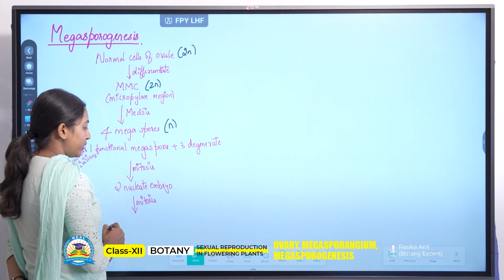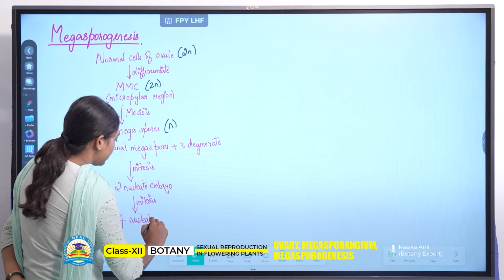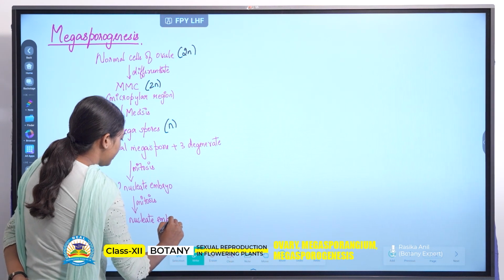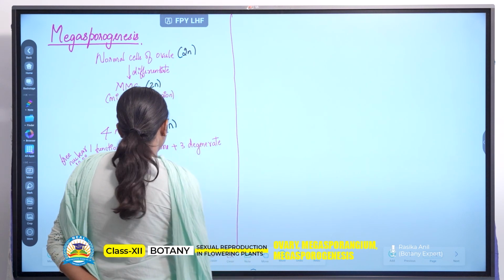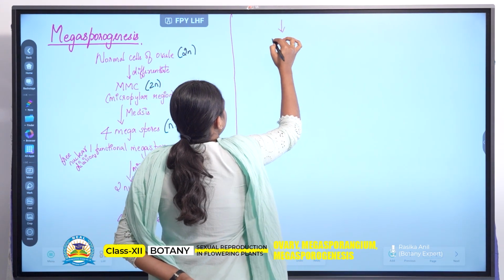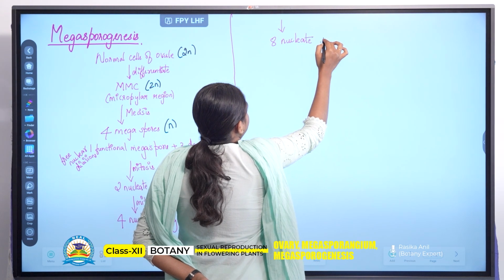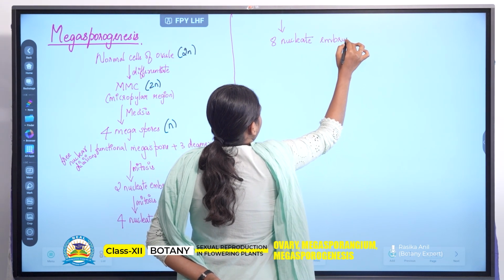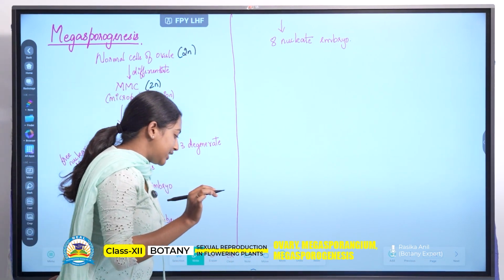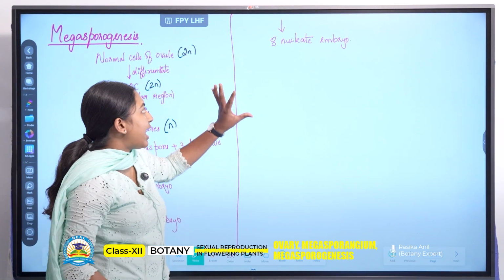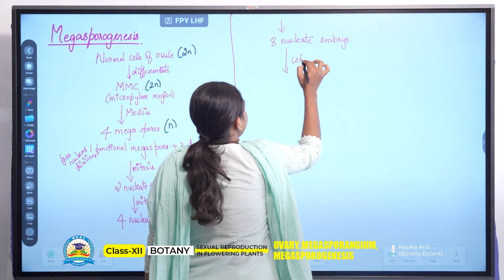Again, this is also free nuclear division, so it will form a 4 nucleate embryo sac. Again, this 4 nucleate embryo sac will undergo free nuclear division, and it will end up forming an 8 nucleate embryo sac. So you will have a single cell with 8 nuclei. That's your 8 nucleate embryo sac, and only after forming this, your cell wall formation will start.